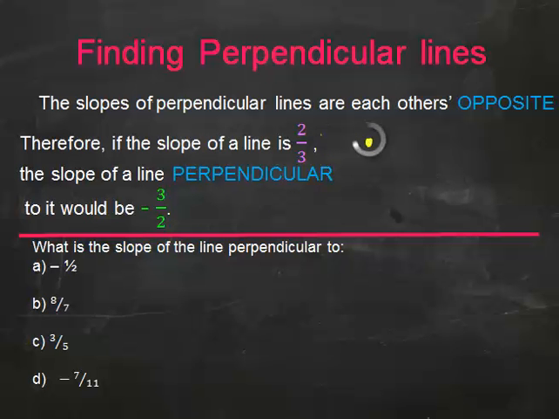So what we're going to do is change the sign. What I mean by that is we're going to go from positive to negative or negative to positive. And then we're going to flip the fraction.